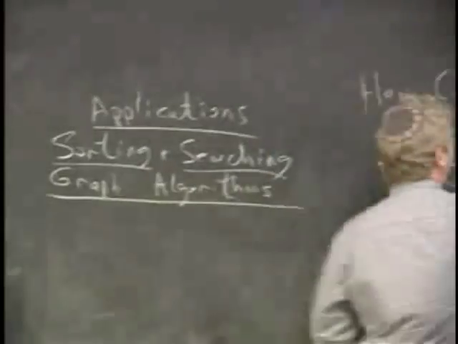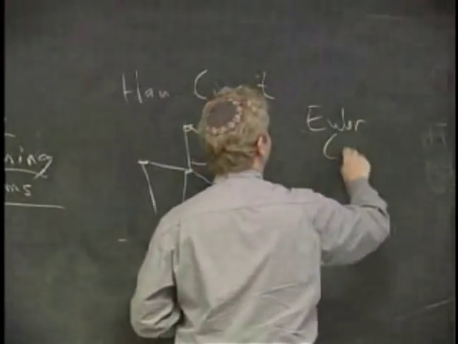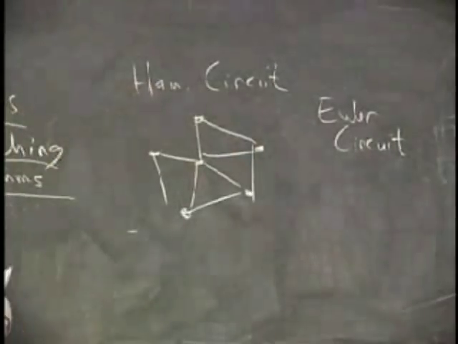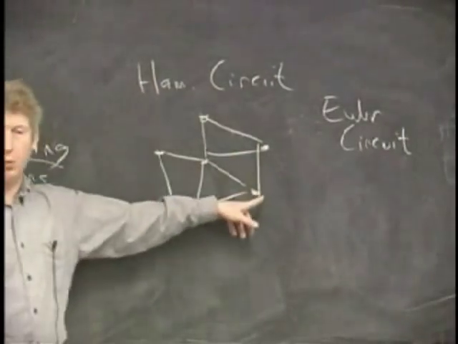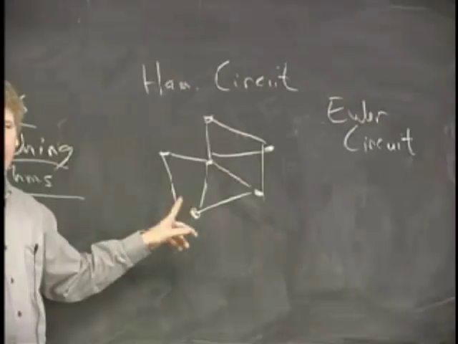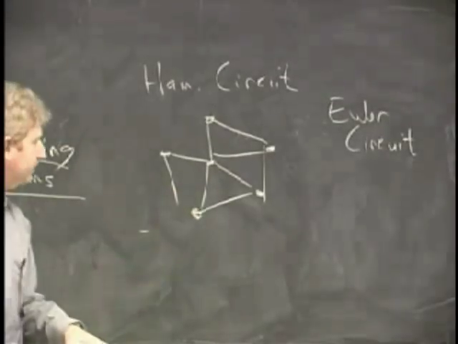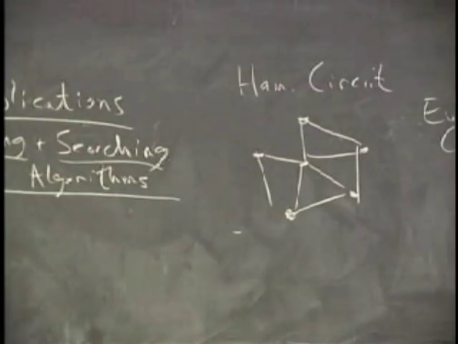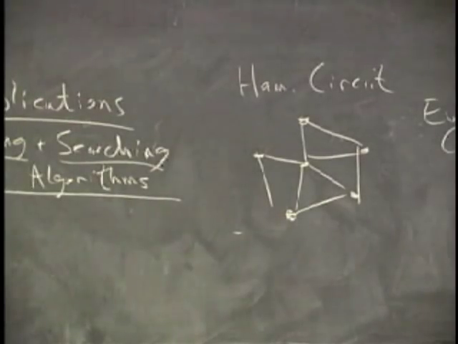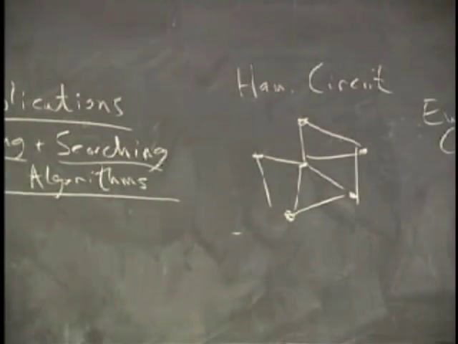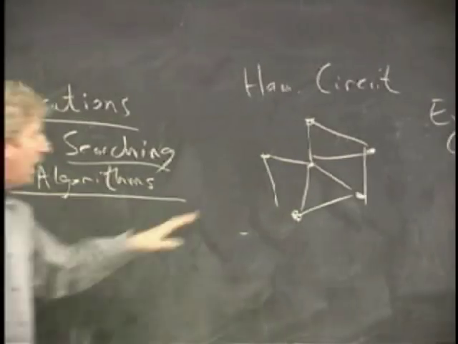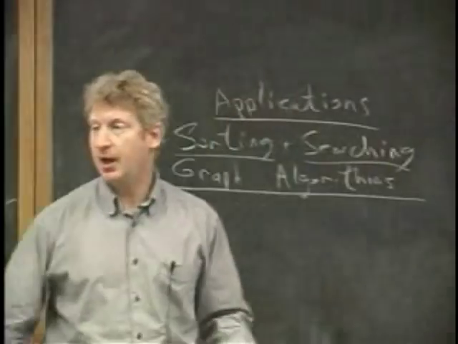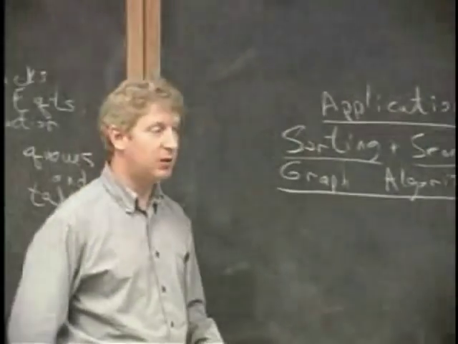Remember this problem, Euler circuit? How's that one different? Right, instead of going through every node once, you want to go through every edge exactly once. Can you do that here? Can you start at a place, go through every edge exactly once, and end up back where you started? No, this you can't. This problem was solved by the mathematician Euler back in the 1700s, and it's a very, very easy problem to solve.